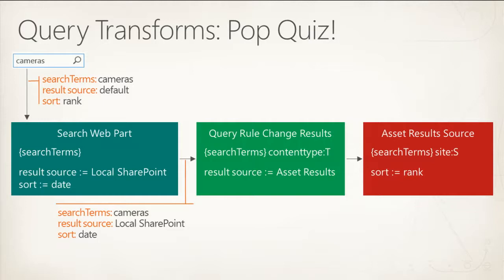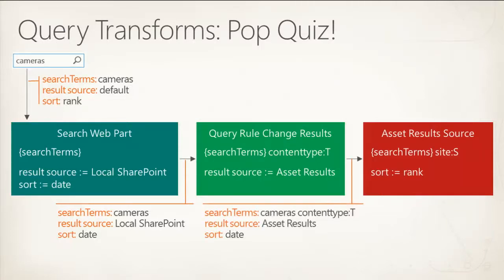Now the query rule fires. In comes the action that's going to change that query again, and this is what it changes it to. It takes the incoming search terms, which is cameras, and adds the content type restriction, replaces the result source with asset results, and leaves the sort alone.